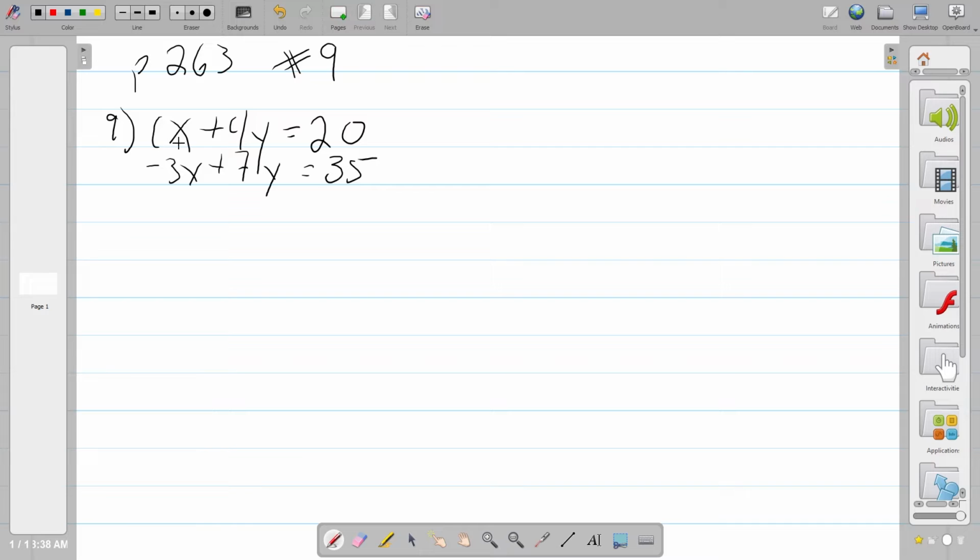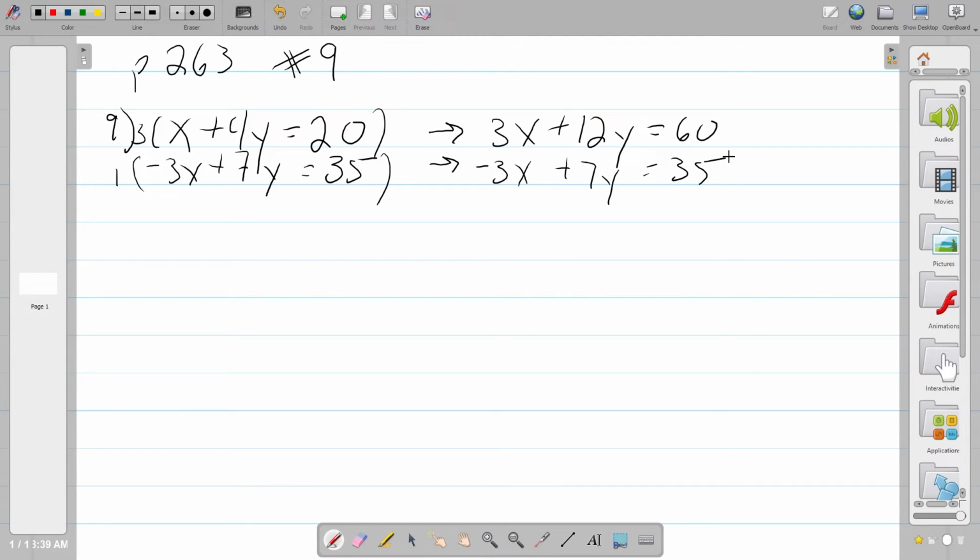So I am going to multiply the top by 3 and the bottom by 1. 3x plus 3 times 4 is 12y. 3 times 20 equals 60. Could you imagine if I was multiplying that by 7? I mean, that'd be 140. We're getting big numbers. Don't like it. 1 times this whole thing is going to be the same thing: negative 3x plus 7y equals 35. Now we can go ahead and add.